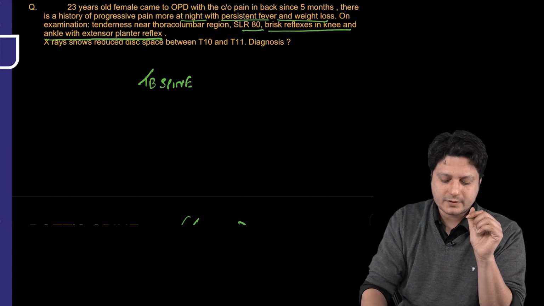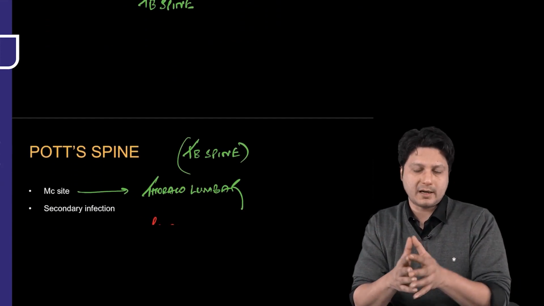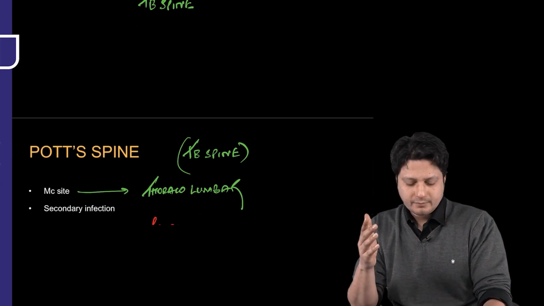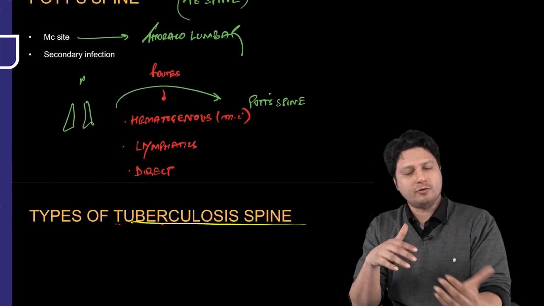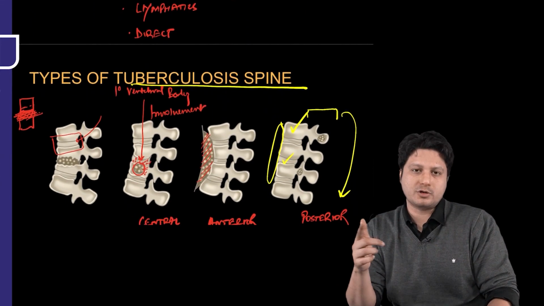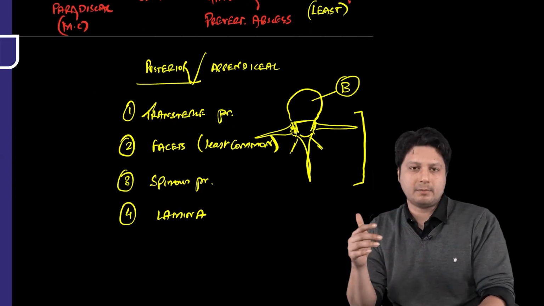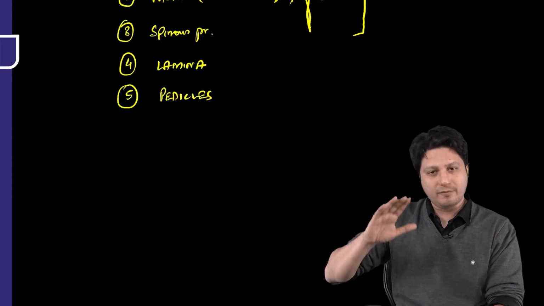So what you should know about tuberculosis of the spine are the involvements. The most common site we have talked about; it is always secondary. The most common route of spread is hematogenous. Paradiscal is the most common type. Appendiceal is the least common type, and in the appendiceal type, facet involvement is the least common site to be affected.